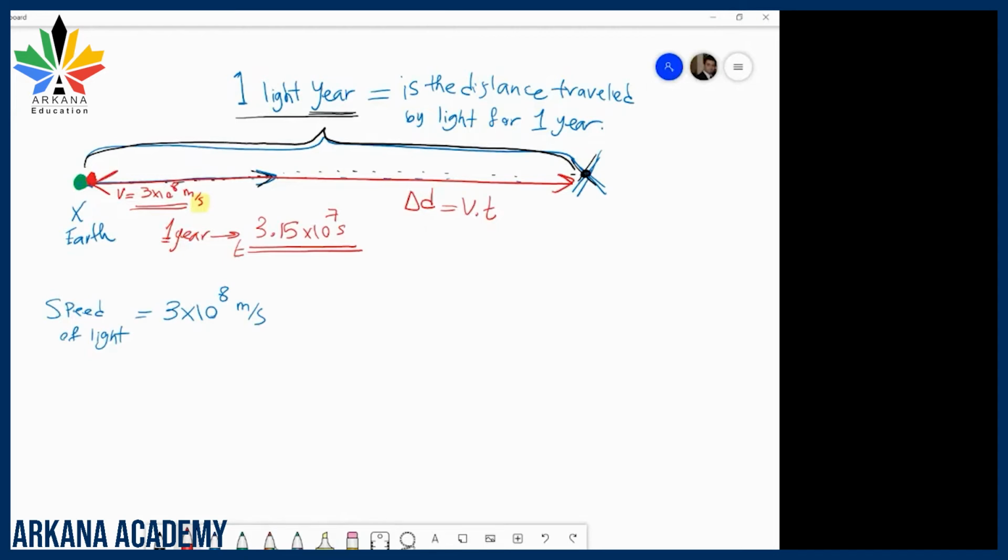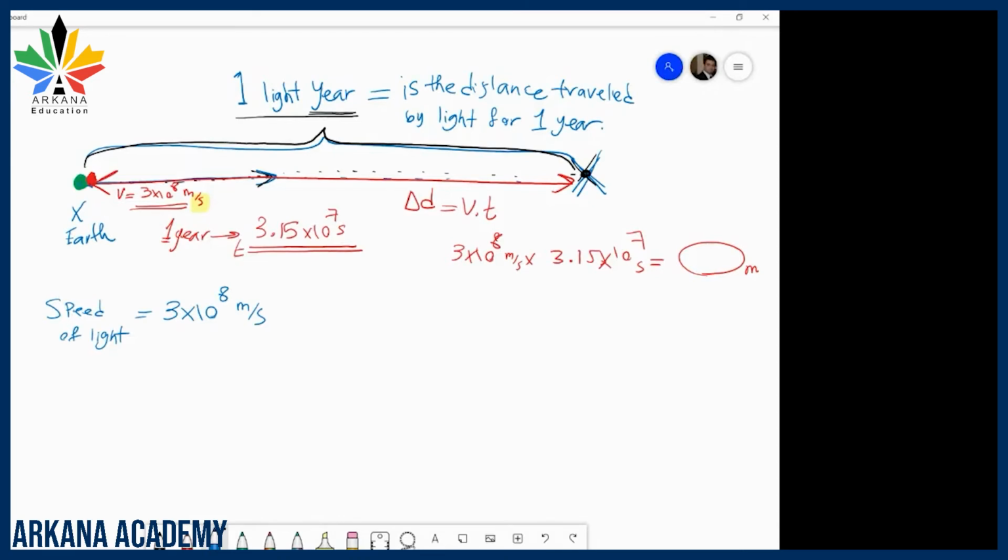So velocity is 3 times 10 to the power of 8 meters per second, and time is 3.15 times 10 to the power of 7 seconds. So that is going to give us a number, in meters. That is the delta D. That is the measurement of our 1 light year. So let's quickly calculate that as well.